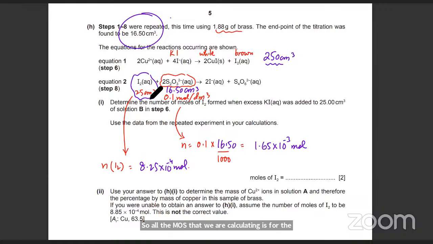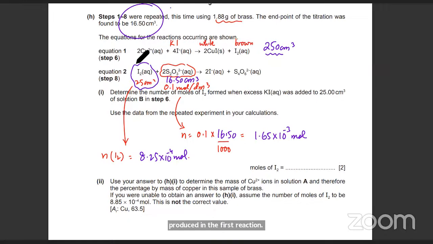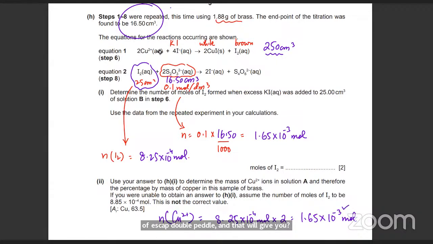So how many moles of iodine did we have? We had 8.25 times 10 to the minus 4 moles of iodine produced in the first reaction. So what would be the moles of copper ions? That's going to be double the moles of iodine according to the ratio in the equation. You double it, and that will give you 1.65 times 10 to the minus 3 moles.